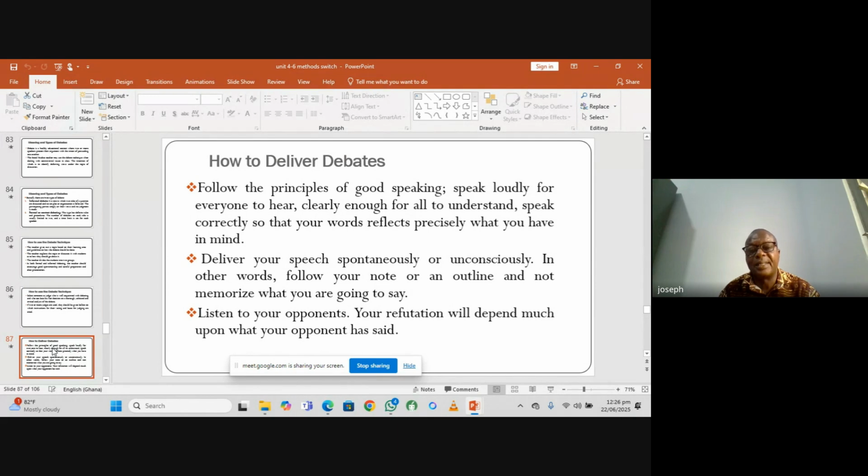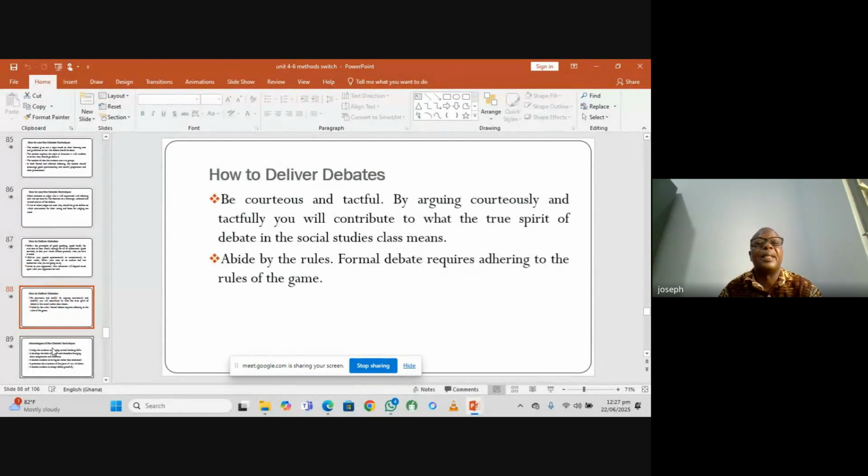Listen to your opponents, because you'll be refuting his or her point. Your refutation will depend much upon what your opponent has said. So if your opponent is talking and you don't listen to him or her, there's no way you can rebut the point that they raise. Be courteous and tactful. By arguing courteously and tactfully, you will contribute to what the true spirit of debate in the social studies class means.